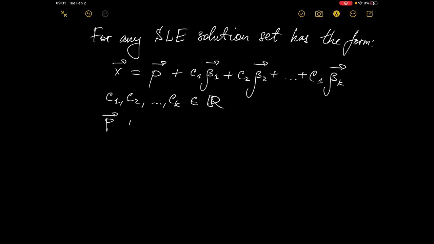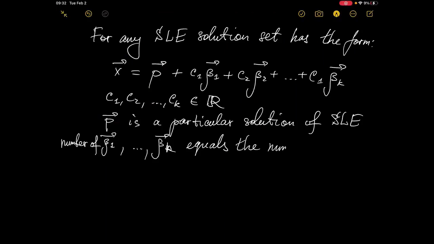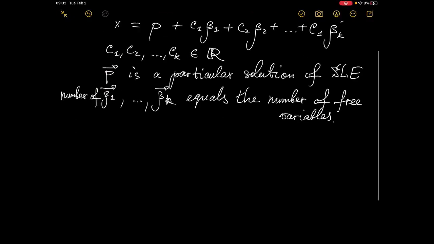P is a particular solution of the system of linear equations, and beta 1, beta 2, up to beta k, sorry, where the number k equals the number of free variables after Gauss-Jordan reduction or Gaussian elimination, whatever.